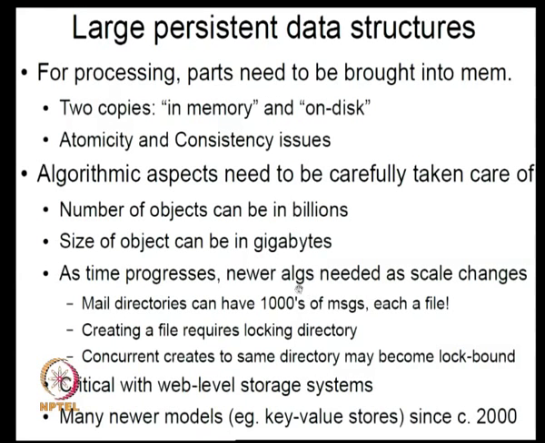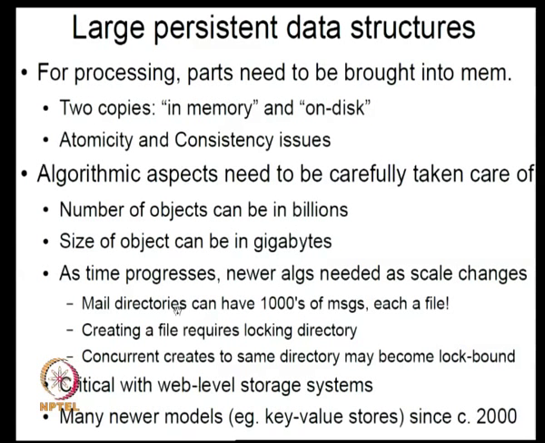Okay. So what is happening now is that the scale at which you are operating has suddenly changed. Okay. So the size of an object can be in gigabytes, the number of objects can be in the hundreds of millions, okay, it's possible. Because of the size at which things are happening, you need to find better ways of storing and accessing things.